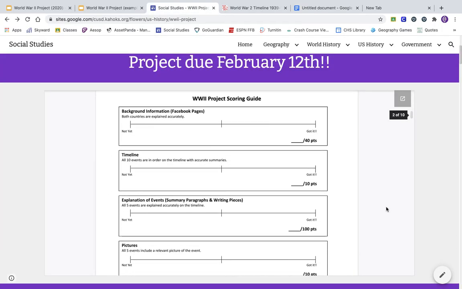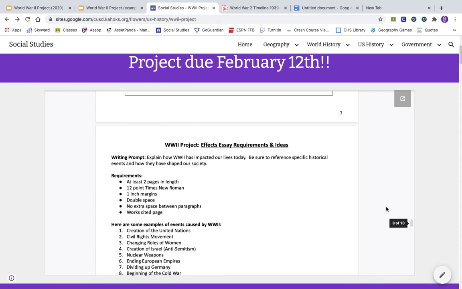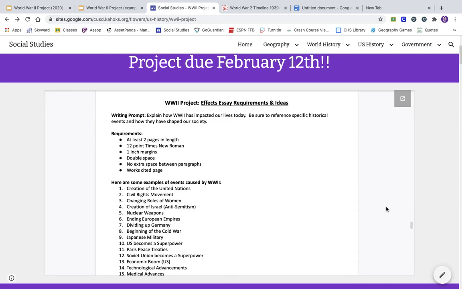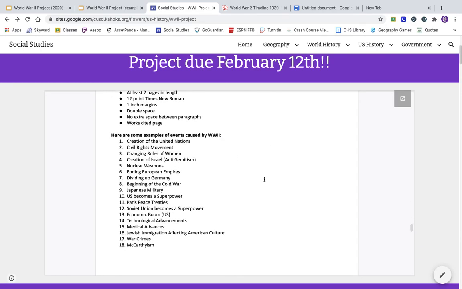And then the very last thing you're going to do is an essay, an effects essay. Okay, so the writing prompt is: explain how World War II has impacted our lives today. It has to be at least 2 pages in length. So at least 2 pages means it goes into a third. Okay, whenever you go to college, that's the expectation, that it should be at least a solid paragraph or 2 into the 3rd page when they say 2 pages. 12-point Times New Roman, 1-inch margins, double space, no extra space between paragraphs, works cited page.